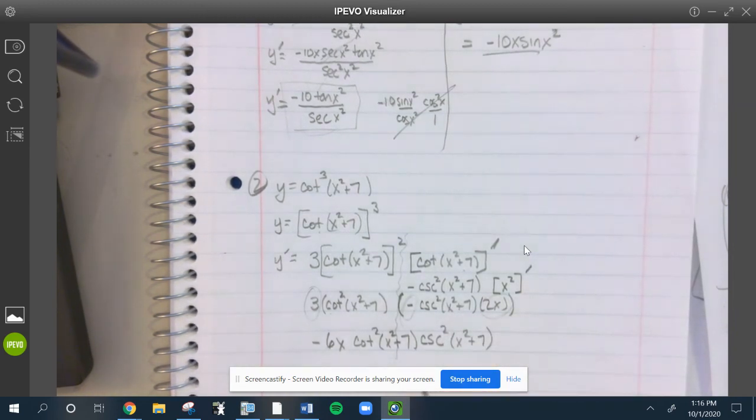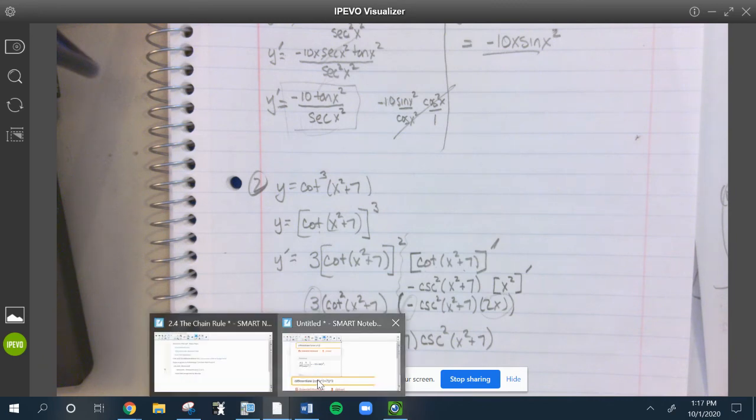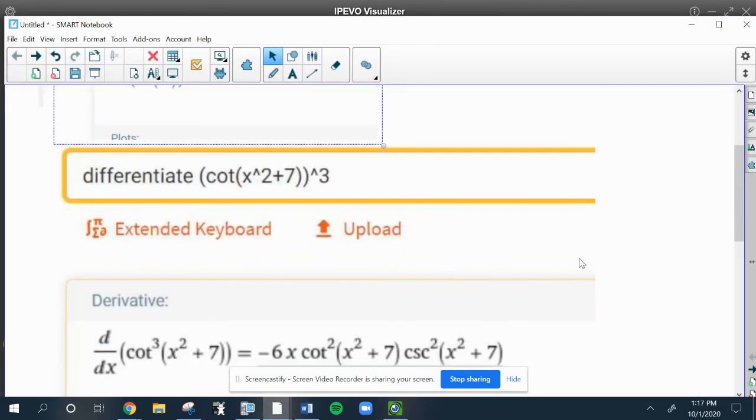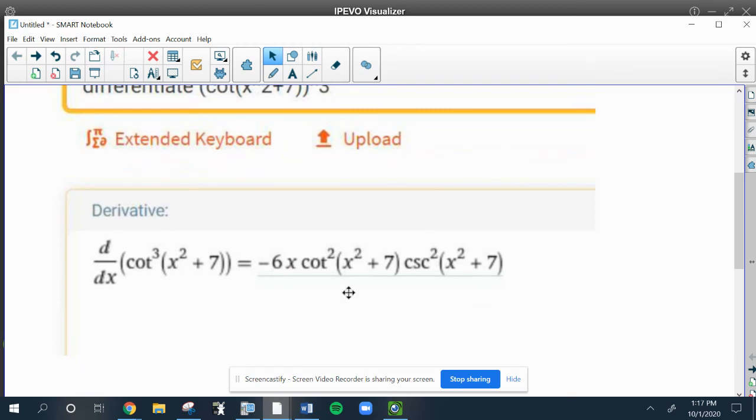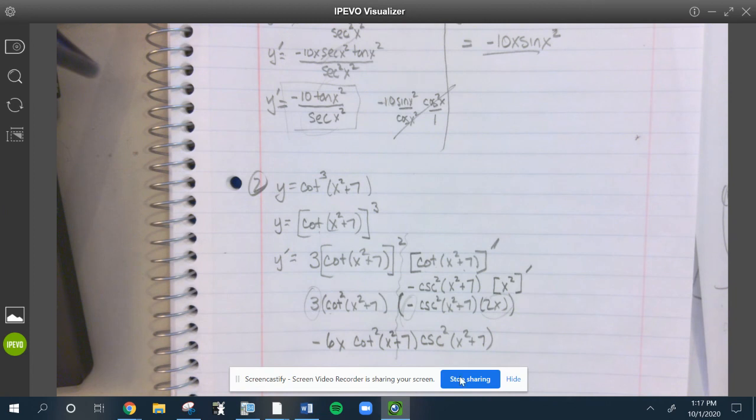So the only thing I would think about here is cotangent is cosine over sine. Cosecant is 1 over sine. So you're not really going to get any cancellations. So I'm pretty satisfied with this answer right here. I'm going to go to Wolfram Alpha just to see what they think. They think it's negative 6x cotangent squared x squared plus 7 cosecant squared x squared plus 7. Well, that's what we thought. So there you go. That's the answer to this one.